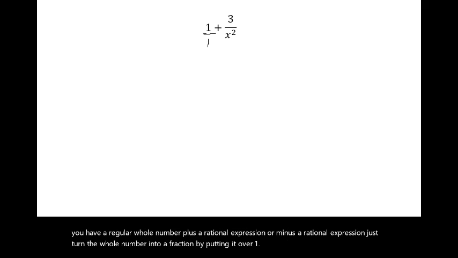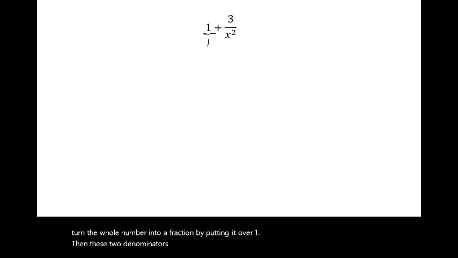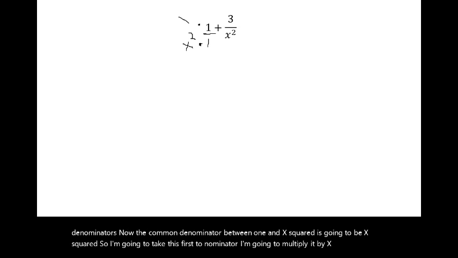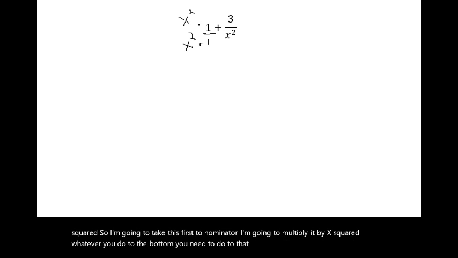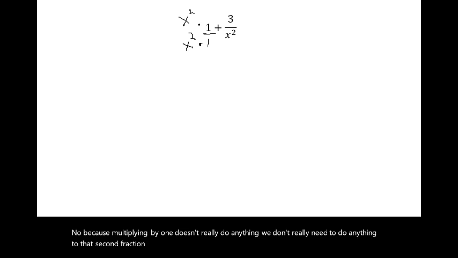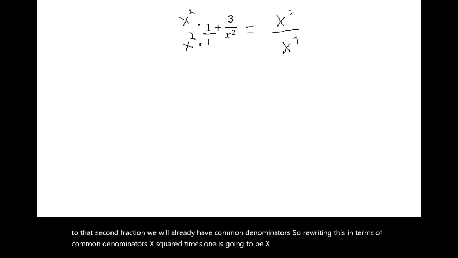Then these two denominators are obviously not the same, so we're going to find common denominators. The common denominator between 1 and x squared is going to be x squared. So I'm going to take this first denominator and multiply it by x squared. Whatever you do to the bottom, you need to do to the top. Because multiplying by 1 doesn't really do anything, we don't need to do anything to that second fraction. We will already have common denominators. So rewriting this, x squared times 1 is x squared over x squared plus 3 over x squared.